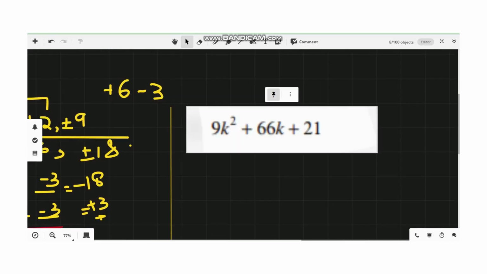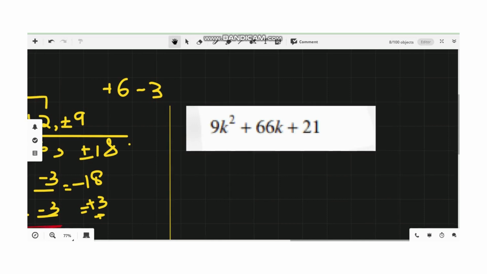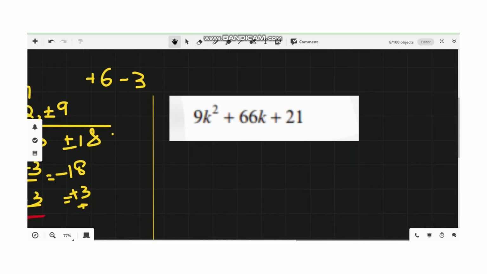Okay, now we're going to do the third question, a tricky question, and let's see how to do it. 9k squared plus 66k plus 21.